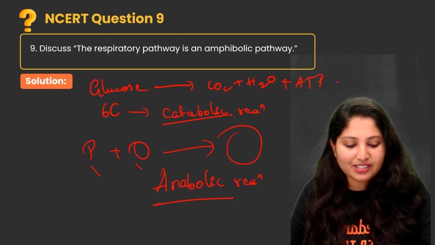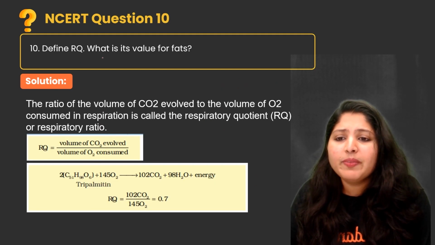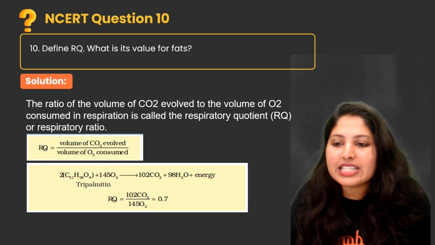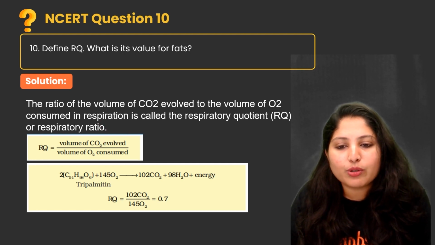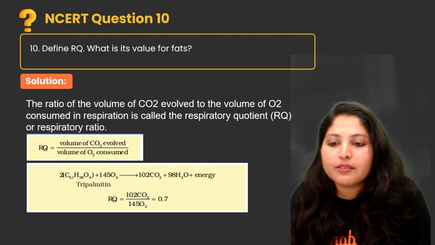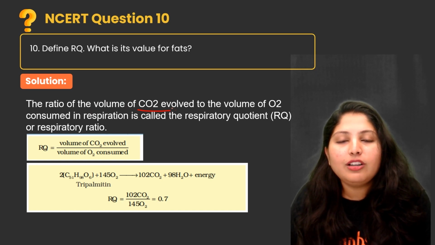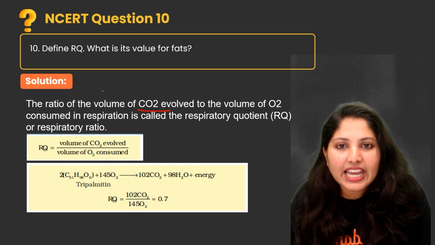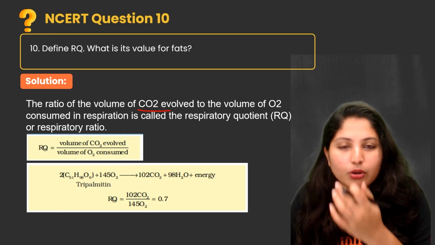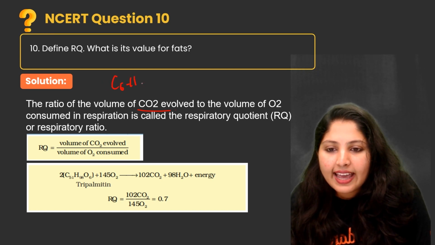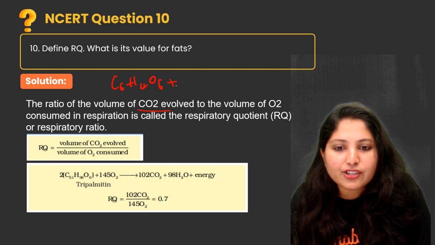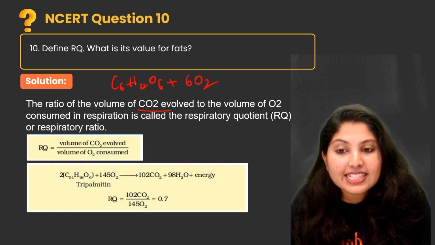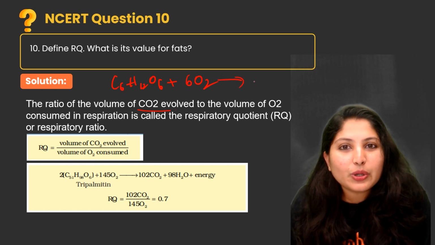Okay. Next question. Define RQ. What is the value for fat? RQ means respiratory quotient. What is respiratory quotient? It is the ratio of the volume of carbon dioxide evolved to the volume of oxygen utilized for a reaction. For example, we'll take the glucose molecule, C6H12O6. For this reaction, 6 molecules of oxygen are utilized to oxidize glucose into carbon dioxide.